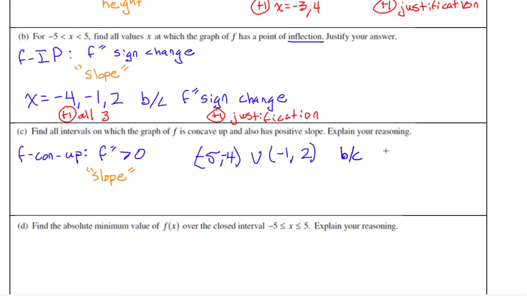Because you have to say f double prime is greater than... Oh, and also has a positive slope. So that's actually wrong. It has to be concave up and have a positive slope. We forgot the second part. So it would just be -1 and 2.